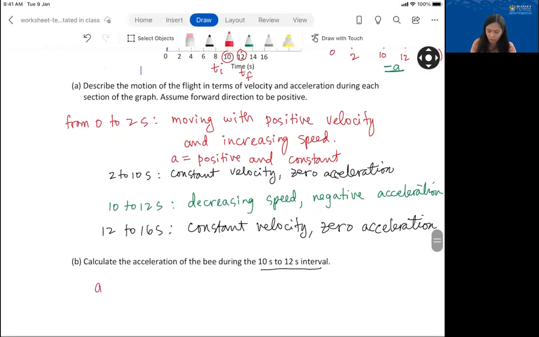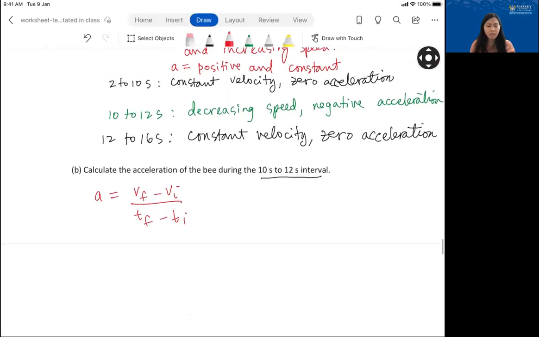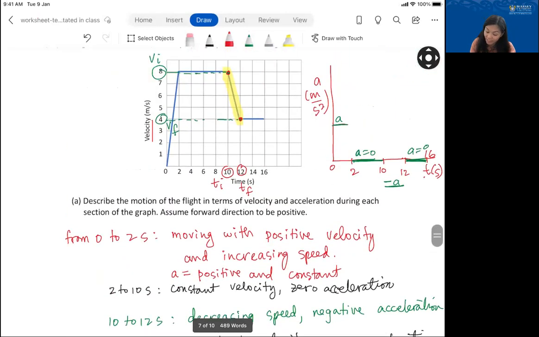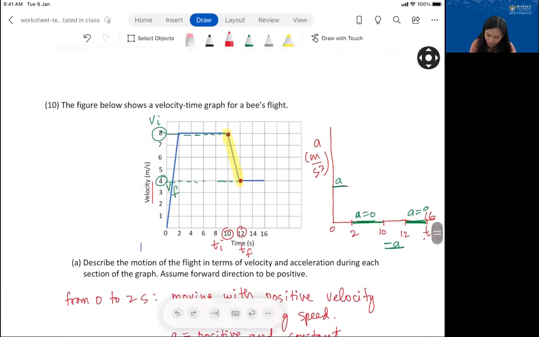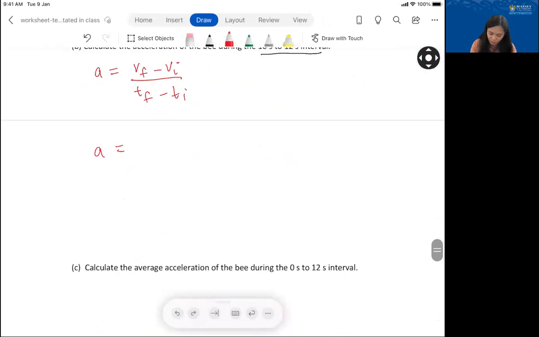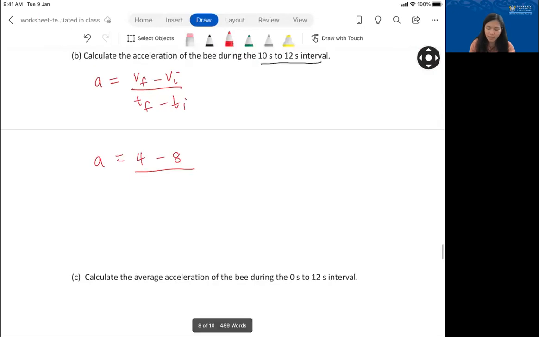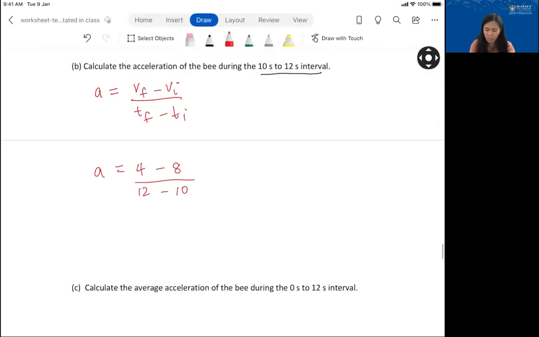So then you can solve for your acceleration. It's the slope, or it's also VF minus VI over TF minus TI. Okay. VF, I forgot, sorry. So VF, it's 4 meters per second. VI is 8. Okay. 4 meters per second minus 8 meters per second. And the time is 12 seconds minus 10 seconds. Okay. That should give you a negative 2 meters per second squared acceleration.